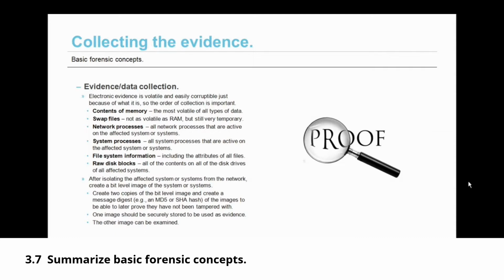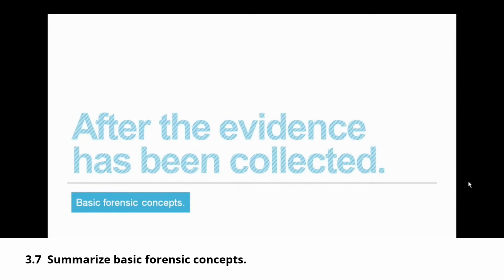You can use MD5 or SHA as the hash algorithm to make that message digest. One image should be securely stored to be used as evidence, and with that should go the hashed image. That way you can prove in court that it hasn't been tampered with. The other image can be examined and modified in order to determine what exactly happened.